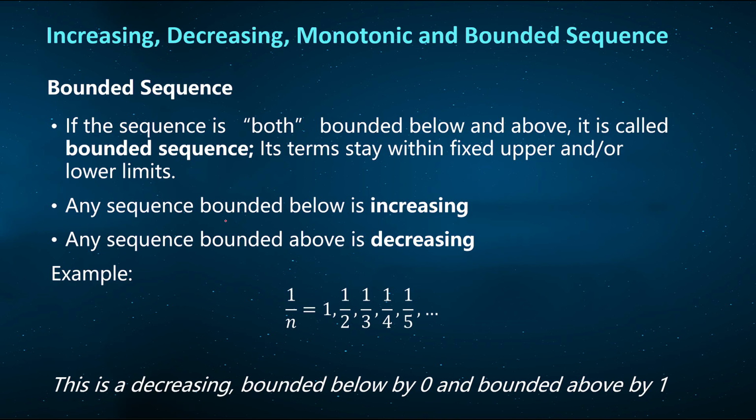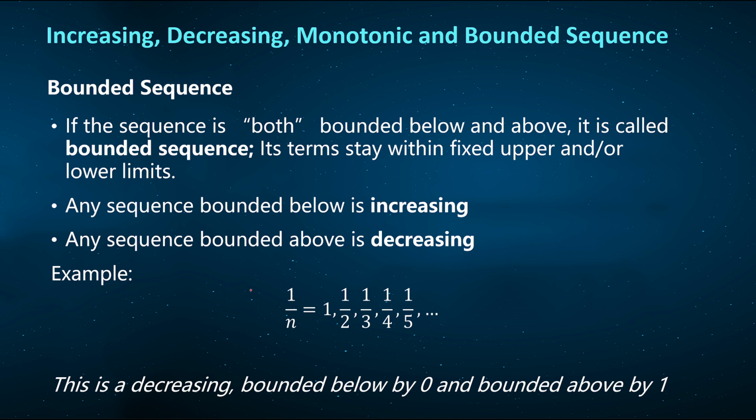So when we say bounded below, it has a fixed lower limit, or a minimum value. And when we say bounded above, it has a fixed upper limit, or a maximum value. So in other words, if we say bounded sequence, it has a minimum and maximum value, bounded below and above.